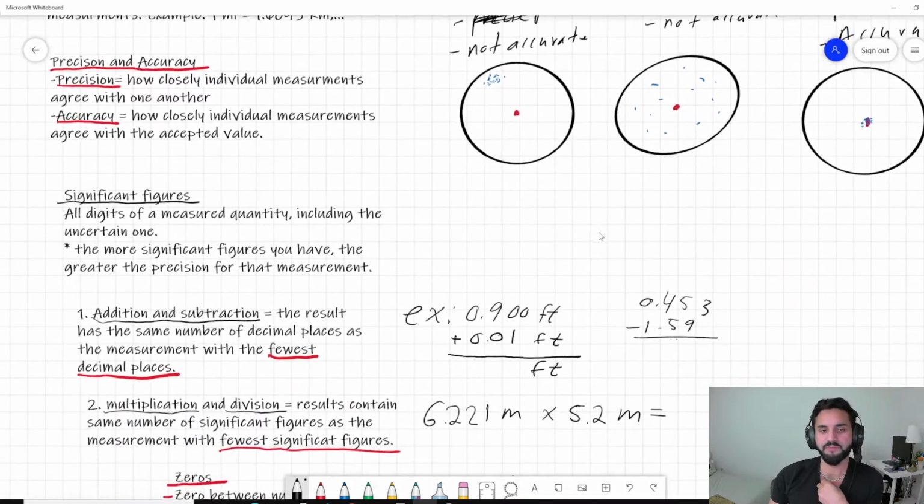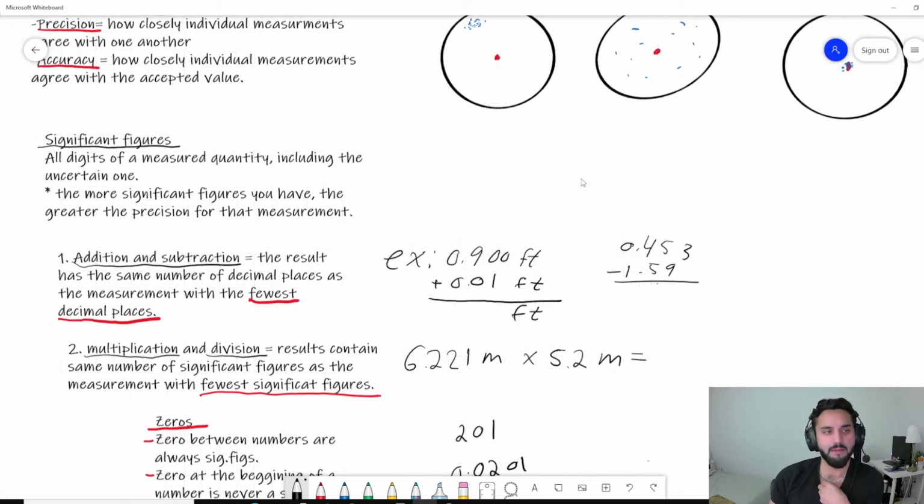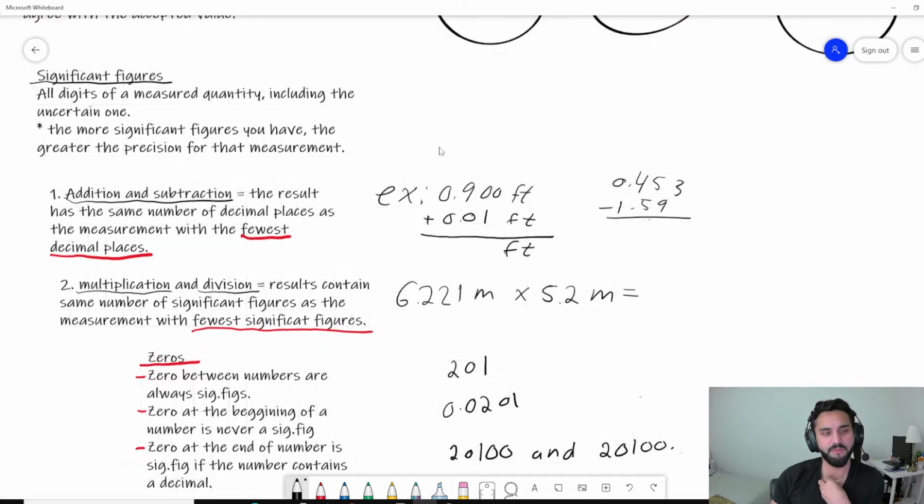All right. Also, in chemistry, we deal with significant figures. These are all digits of a measured quantity, including the uncertain ones. The more significant figures you have, the greater the precision of that measurement. When you're adding and subtracting numbers, remember that the result has the same number of decimal places as the measurement with the fewest decimal places.